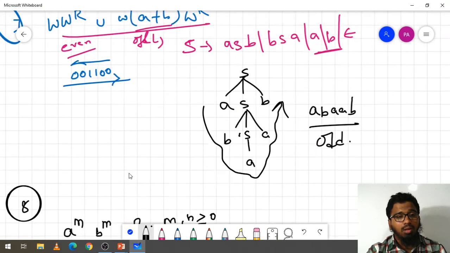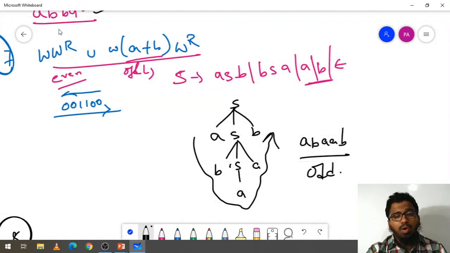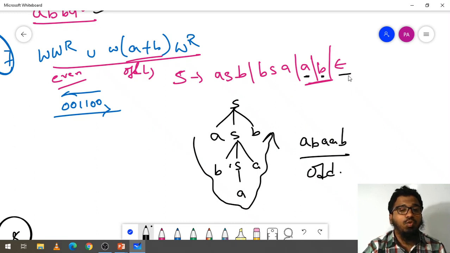Next, here even number of palindrome, when we have WW, so we know even is nothing but A as B and B as A for even. If you want to do the odd, you must take any one of these, A or B. When you take A or B, any one of these, in place of this S, at that time we will get the odd value. If you want even, at that time we need to take the epsilon, so the answer will be even.